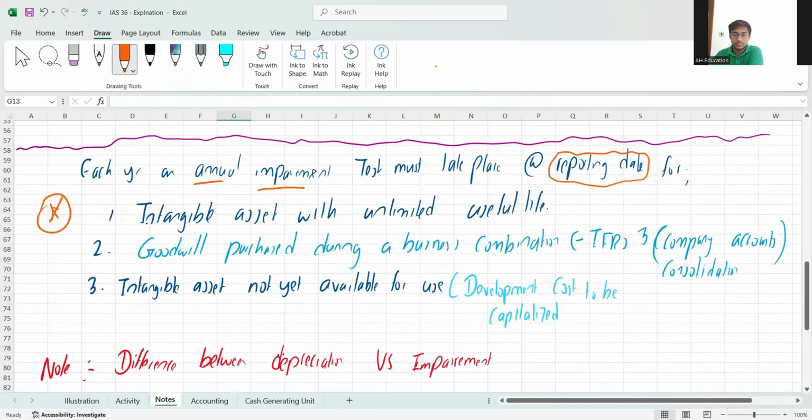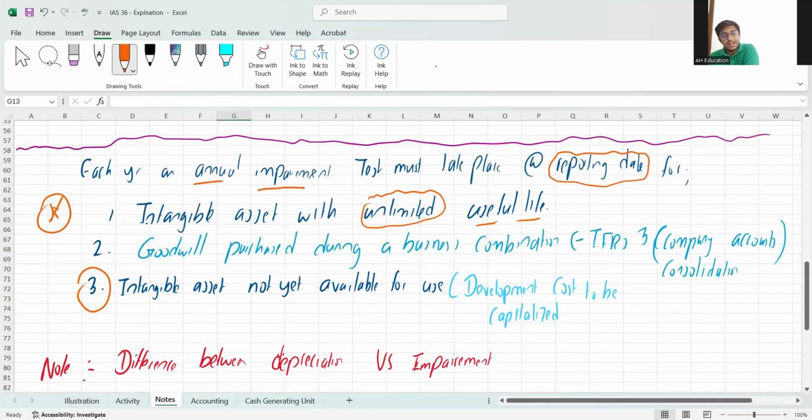First of all, try to remember, under IAS 38, intangible assets, we studied intangible assets with an unlimited useful life. Obviously, we did not amortize them. Why? Because to amortize, you need to find out the useful life. So since these intangible assets did not have a useful life, we had to do annual impairment. So this is number one, where you need to do annual impairment at each reporting date.